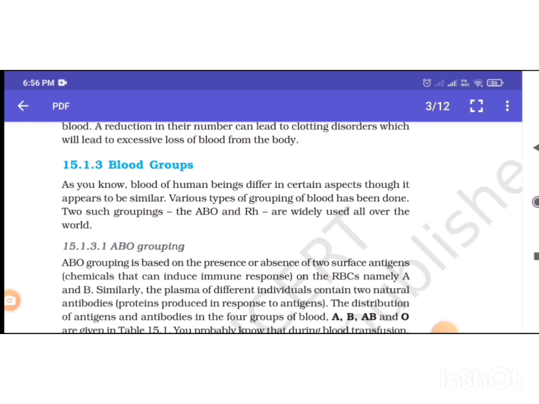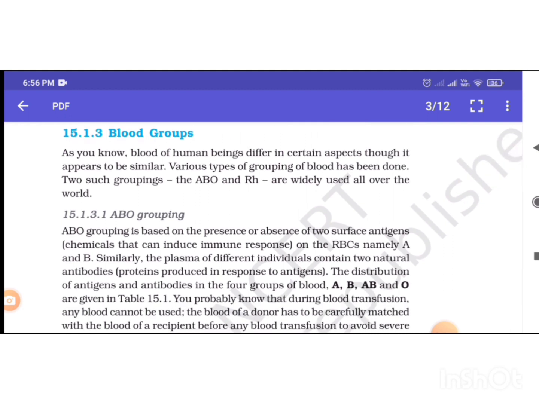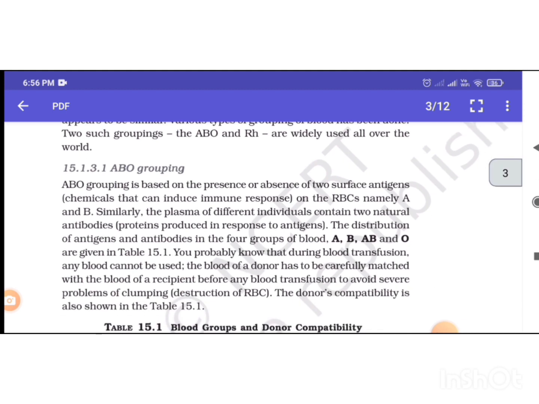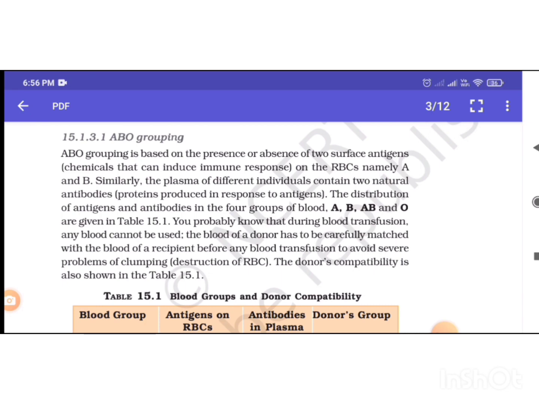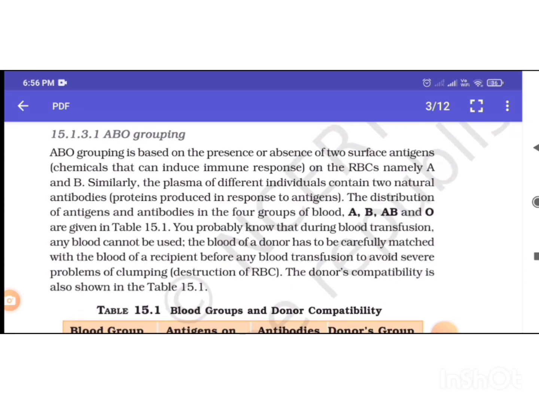As you know, blood of human beings differs in certain aspects, though it appears to be similar. Various types of grouping of blood have been done. Two such groupings, ABO and Rh, are widely used all over the world. ABO grouping is based on the presence or absence of two surface antigens, that is chemicals that can induce immune response, on the RBCs, namely A and B. Similarly, the plasma of different individuals contains two natural antibodies, proteins produced in response to antigens. The distribution of antigens and antibodies in the four groups of blood, A, B, AB, and O, is given in the table.